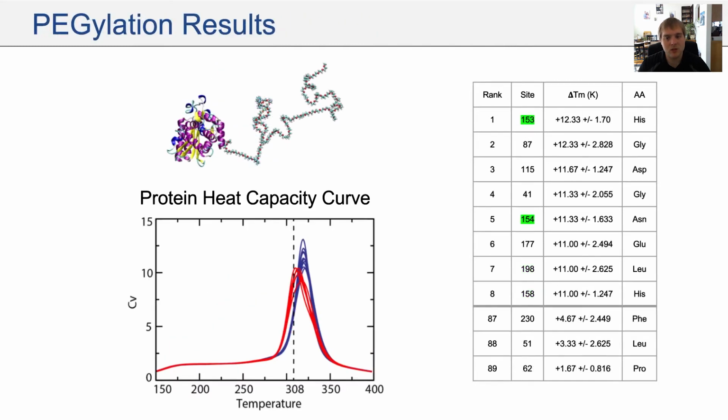Here are the results from the pegylation screen. We again see that sites 153 and 154 highlighted in green are good attachment locations. Notice from the heat capacity plots that the spread between good and bad sites is not as large as tethering, but separation still exists and it is sufficient based on our previous experience to adequately choose candidate sites.